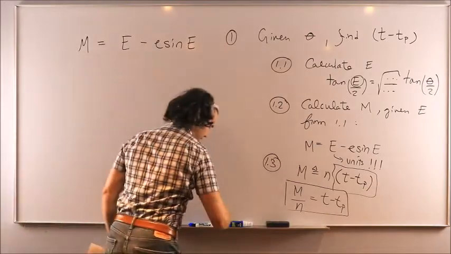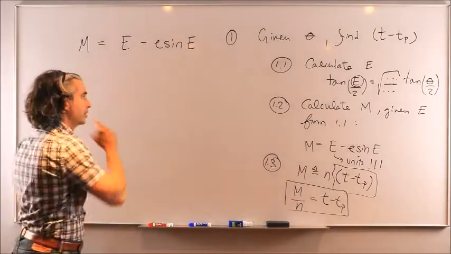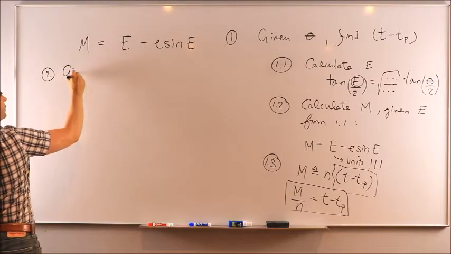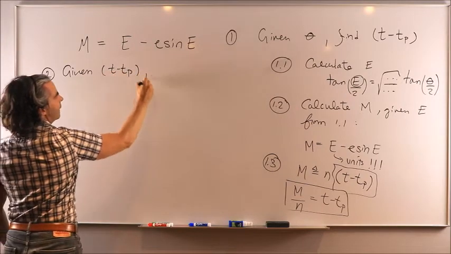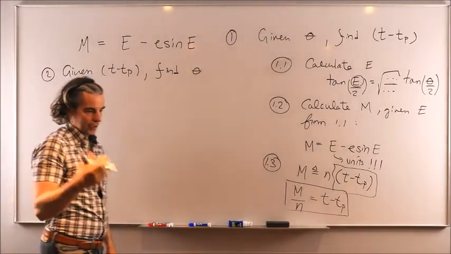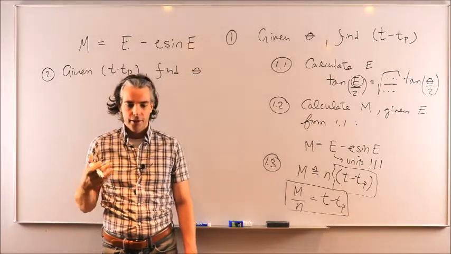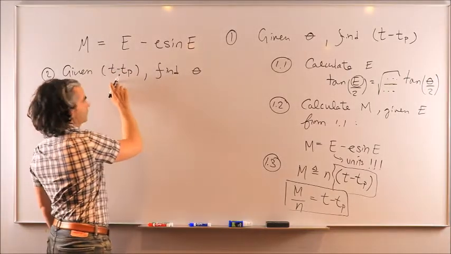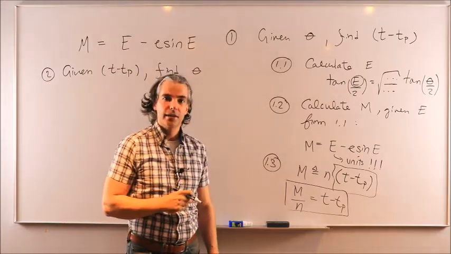So let's have a look at the inverse problem, which brings us to the second use of Kepler's time equation. Here in the second use, we're going to say, now given T minus Tp, find the true anomaly. So I could ask you, okay, the spacecraft is 20 minutes away from the perigee, that is T minus Tp. What is the corresponding true anomaly at that specific instant?